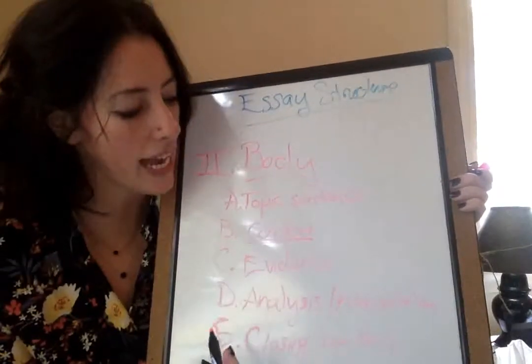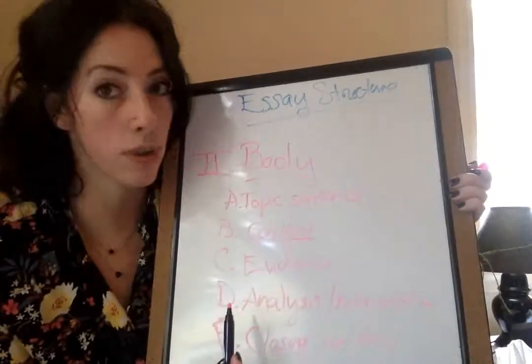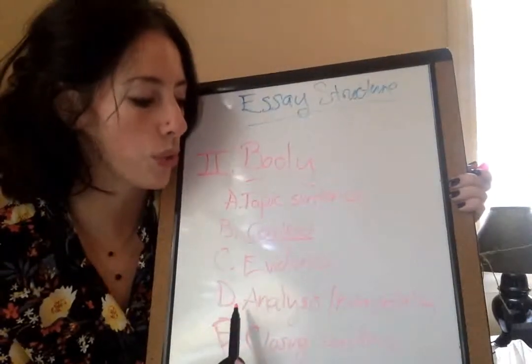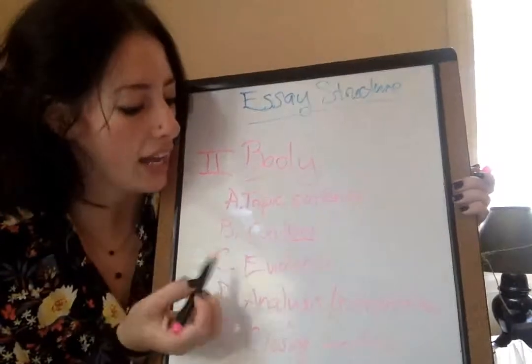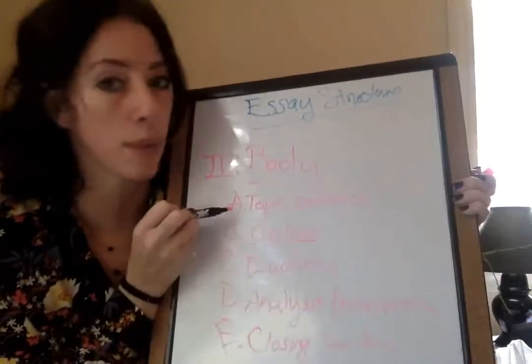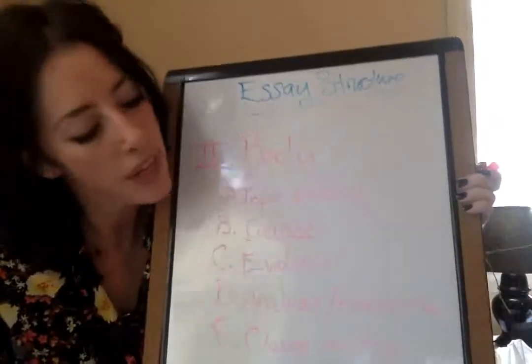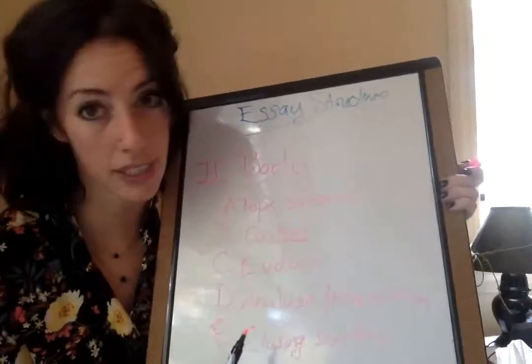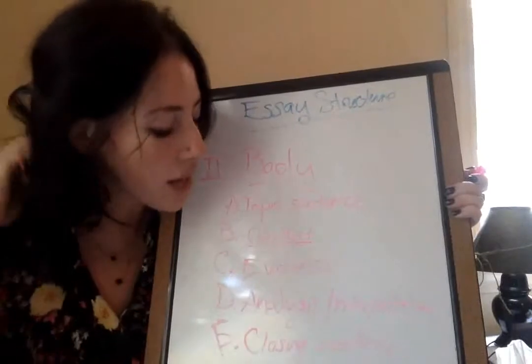All right, let's go to analysis and interpretation. This is one of my favorite parts because this is where you do the work of showing why the evidence supports your topic sentence and therefore your thesis statement, because the topic sentence always supports the thesis statement. So analysis, write this down. I'm not going to, but try to write this down.